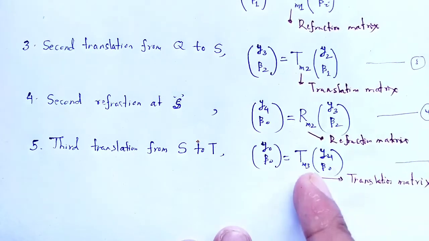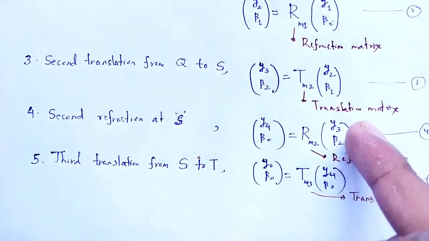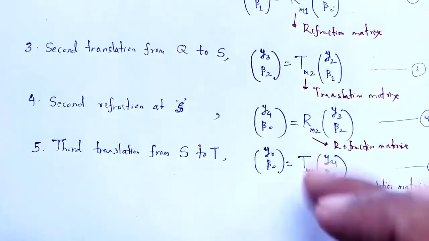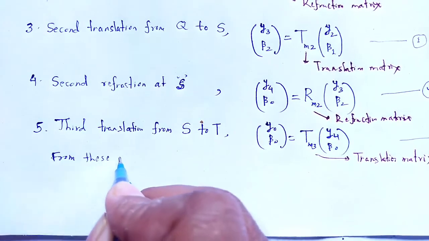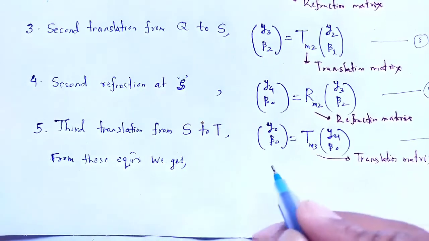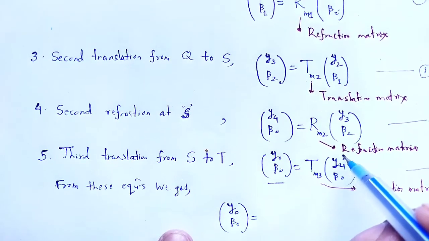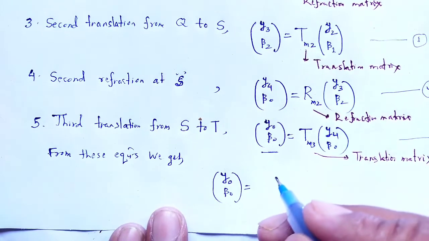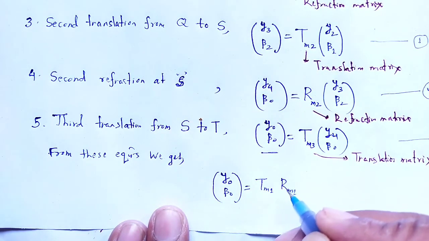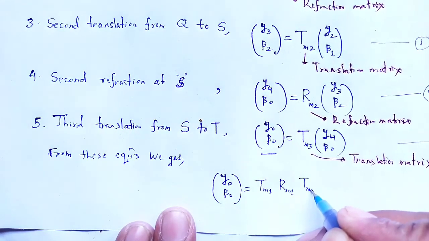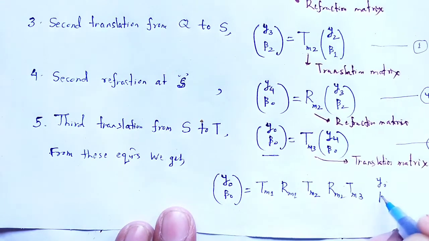So instead of equation number 5 we can replace in place of y4 beta 0 this equation, RM2 y3 beta 2, again the value of y3 beta 2 and again the value of y2 beta 1, like this. So from these 5 equations we get the output one. So y0 beta 0 is equal to, again putting its corresponding values, TM1 RM1, first translation matrix, first refraction matrix, TM2 RM2 TM3 yi beta i.